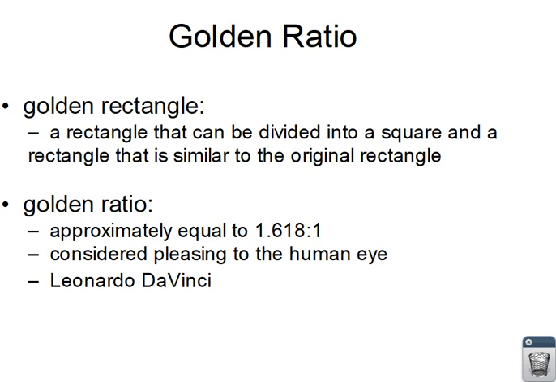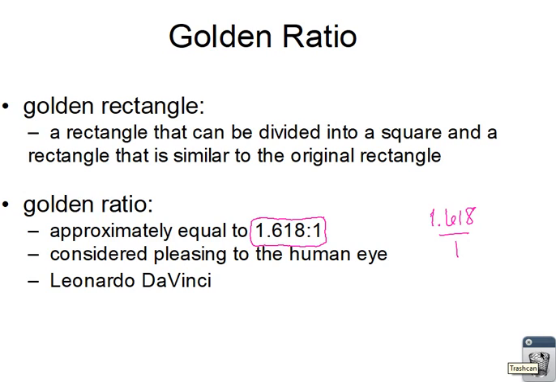It's pretty cool. There's a thing called the golden rectangle, and this is a rectangle that can be divided into a square and a rectangle that's also similar to the original rectangle. I'll show you a picture of this. And then the way the rectangle is split is in the golden ratio, which is approximately 1.618 to 1 is the ratio. So that could be a fraction. You could write it 1.618 to 1.